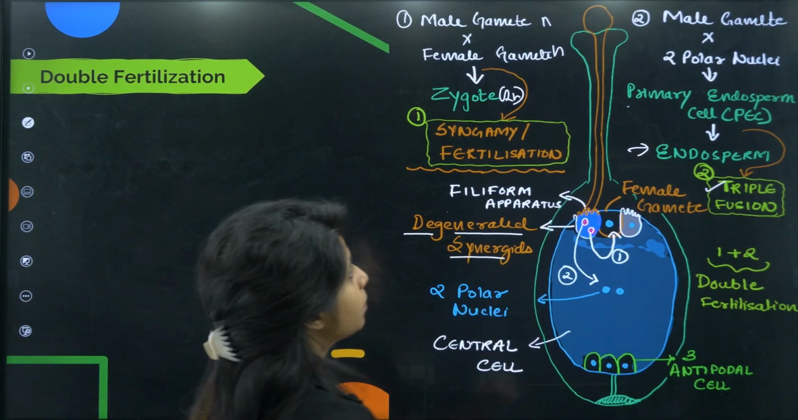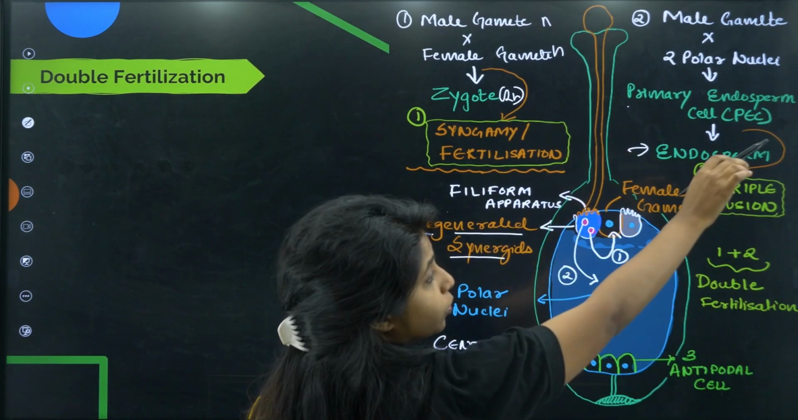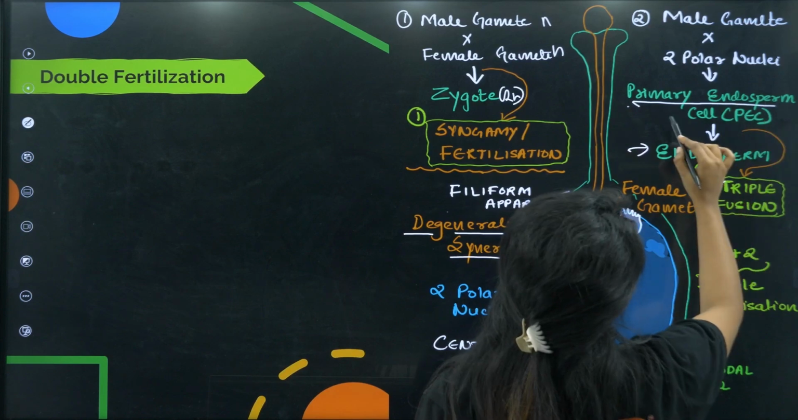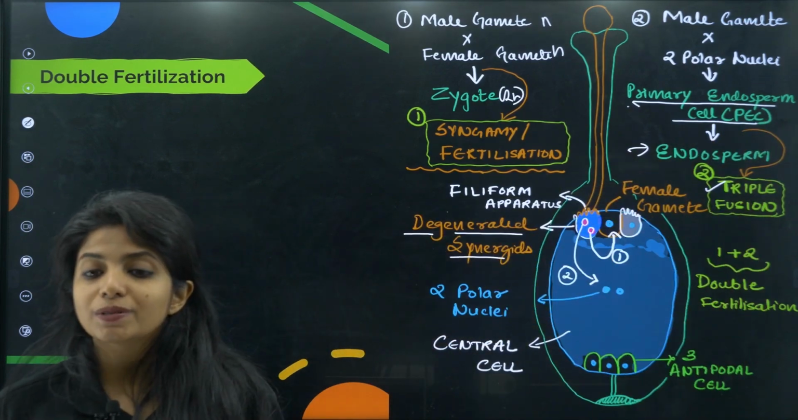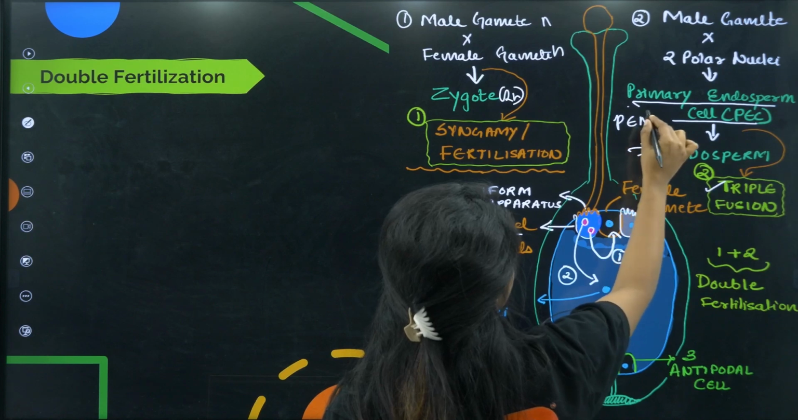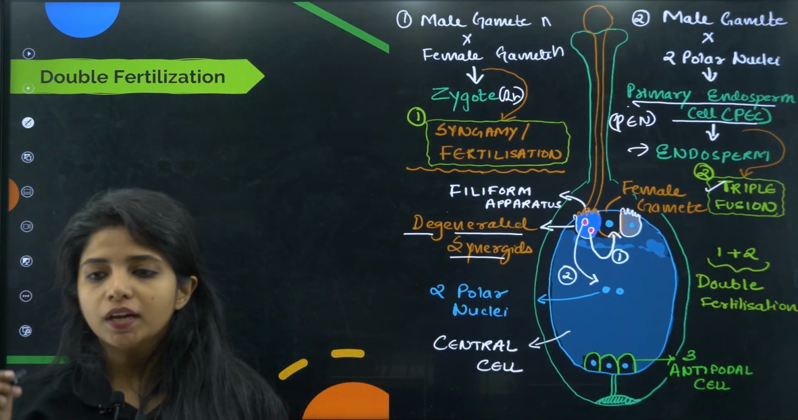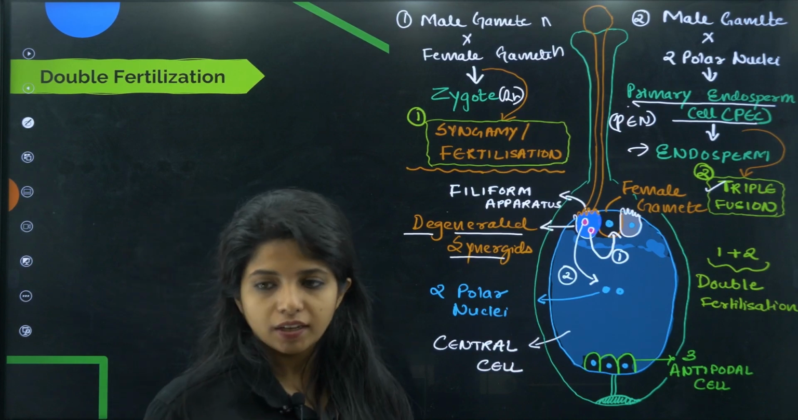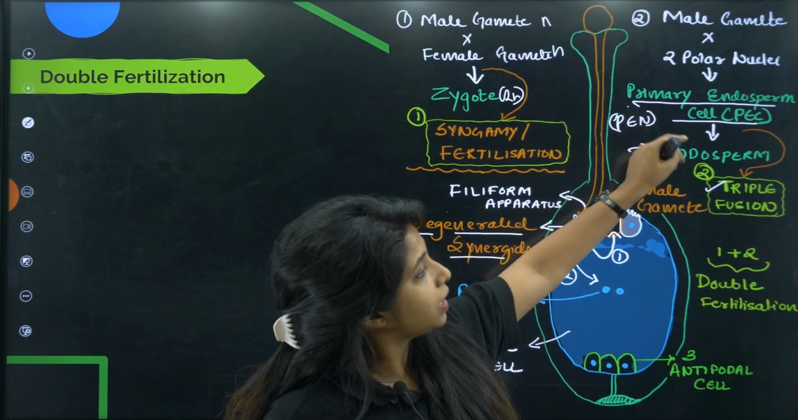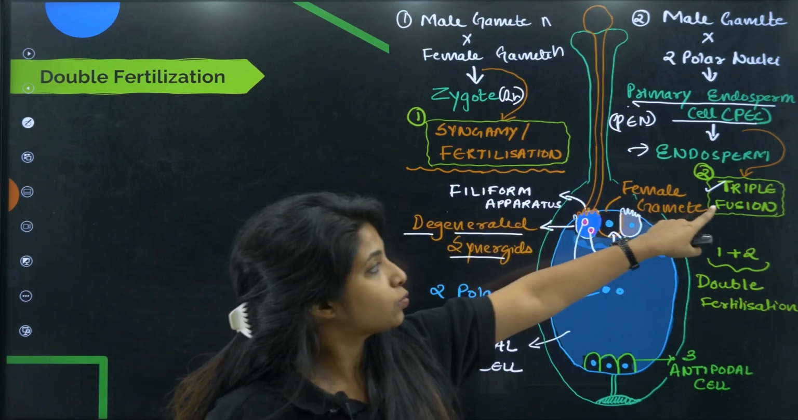So, basically what is happening? You have the male gamete and the two polar nuclei. It is going to give rise to the primary endosperm cell, which has the nucleus known as the primary endosperm nucleus. All good? And now the primary endosperm cell later forms the endosperm, which will provide nourishment to the zygote. And this is known as triple fusion.